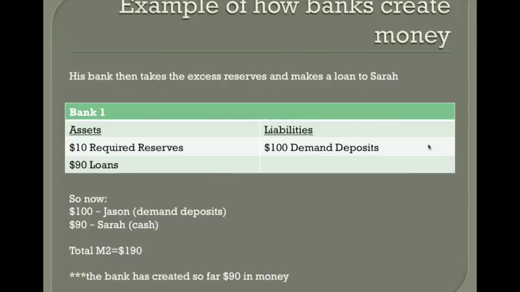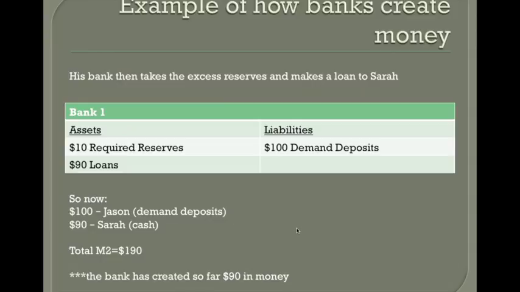Now, let's say that bank then takes those excess reserves and eventually they make a loan to this girl named Sarah. Okay, so now on our T account, you see that that $90 that was excess reserves has now turned into loans. So now Jason has $100 in demand deposits and Sarah has $90 in cash that she got from that bank. So our money supply, remember, M2 is made up of currency and savings deposits and checking deposits and all of that. Now our money supply equals $190. Okay, the bank actually created $90 in money.